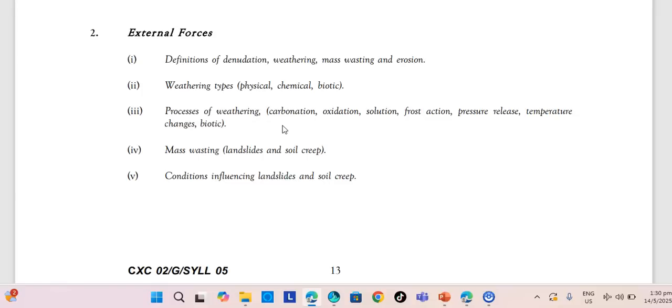Simple. Pressure release: when heavy rocks on top are removed, the rocks underneath expand and crack. The pressure is released and rocks break apart. Temperature changes: rocks expand when it's hot and shrink when it is cold. Repeating this over time causes cracks and breaks the rock.